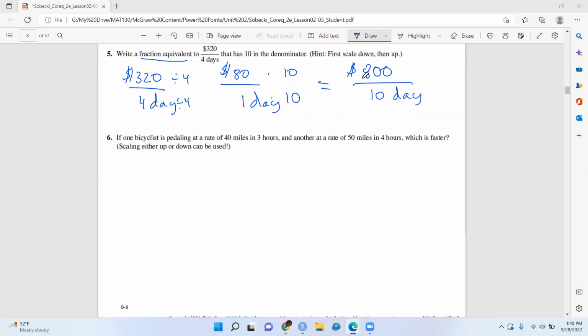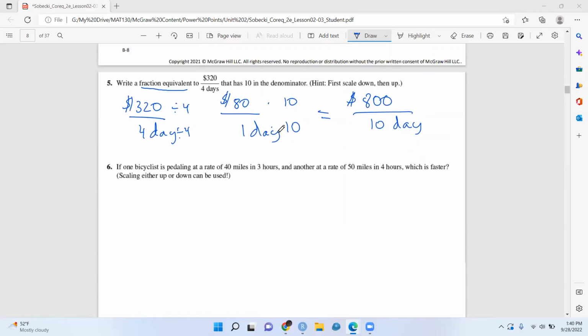Yeah, I'm with you, Mike. The reason you want to scale down is that if we want to go from 4 to 10, we have to multiply by 2.5, which isn't a big deal, but maybe it is, because this isn't a nice whole number.